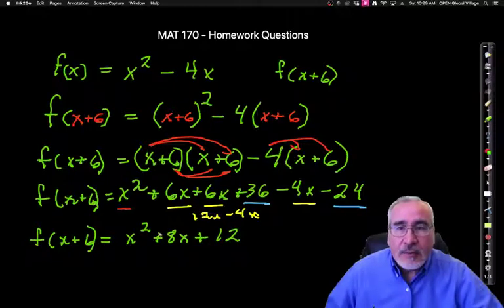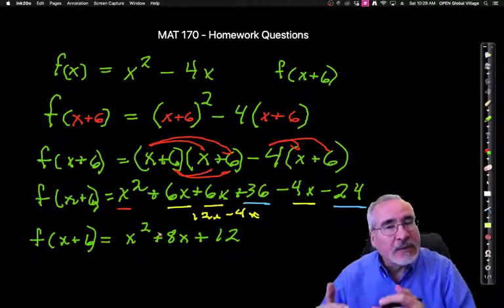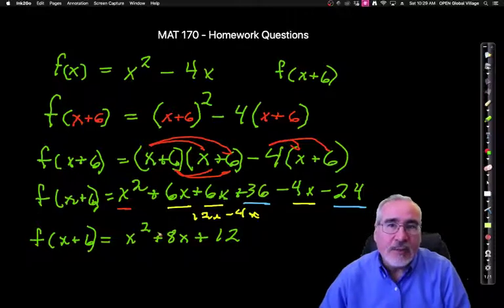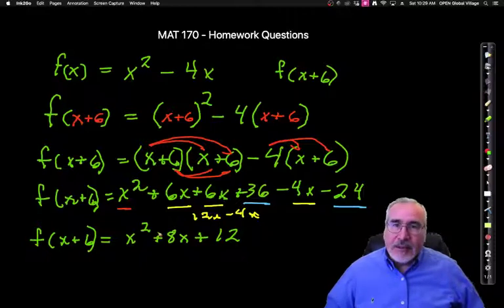I hope you found this helpful, and more importantly, even if you got this one right, maybe this technique will help, especially as we get into more complicated functions with more places for input. It works for me, and hopefully you found it helpful.